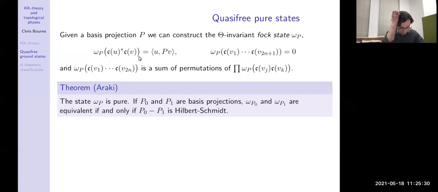So, the theorem, which is very old now, from 1970 due to Araki, is precisely that. First of all, when I have a basis projection, this is a pure state, so it's an extremal point. And when I have 2 basis projections, then the 2 different states that come out are going to be unitarily equivalent if and only if the difference of these basis projections is a Hilbert-Schmidt operator. So this is kind of an algebraic version of the Shale-Stinespring theorem.